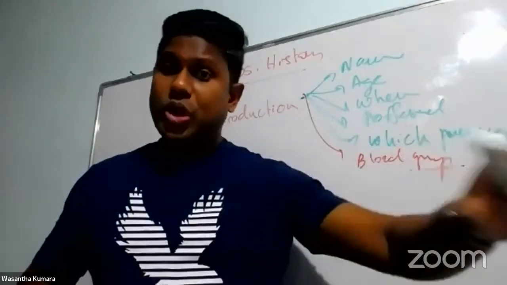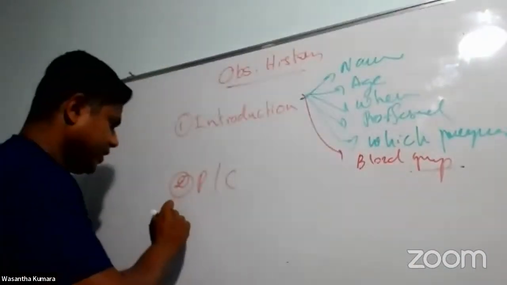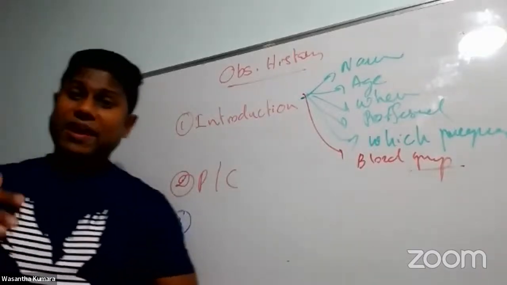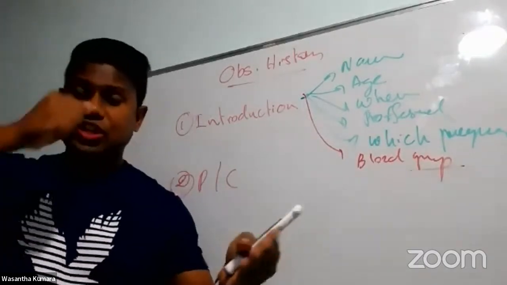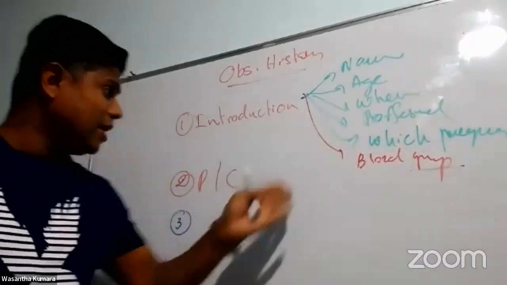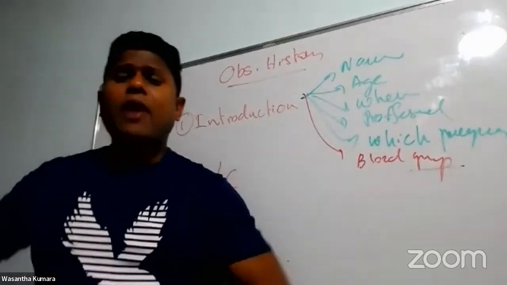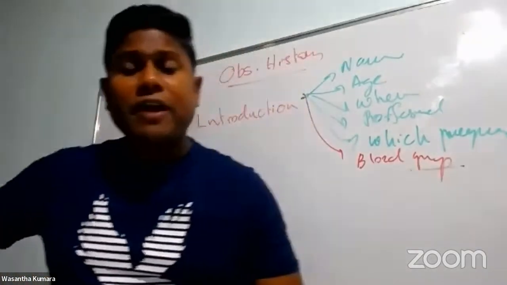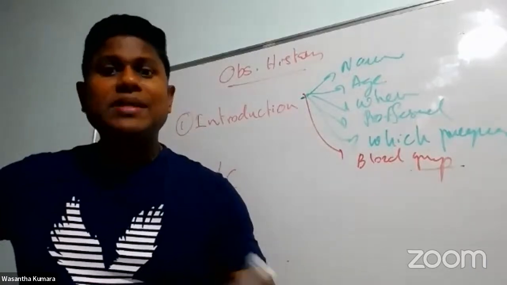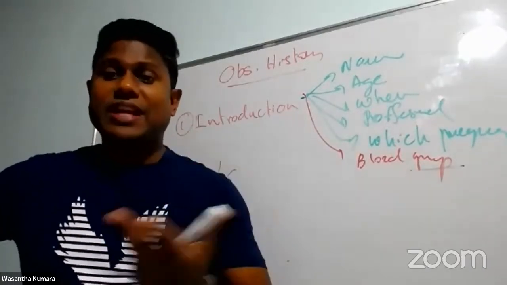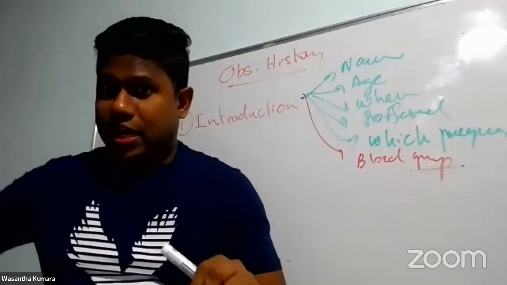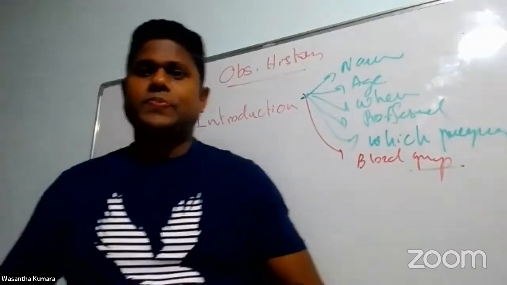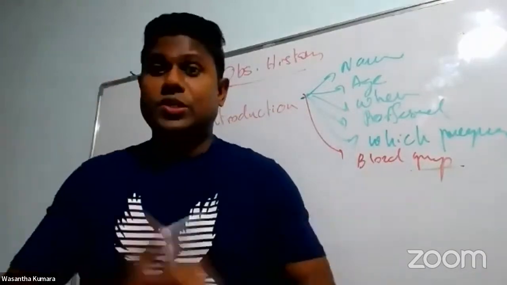So likewise, you have to tell the presenting complaint. Now we have told the patient, my patient is somebody like this, age is this, she's coming from this area, she's a professional, and this is why she came to the hospital. Now you are going to dig into the story. Confinement means delivery. You can say patient admitted for the delivery. If you want to show off, then you can say patient admitted for the confinement. Wow, brilliant student.